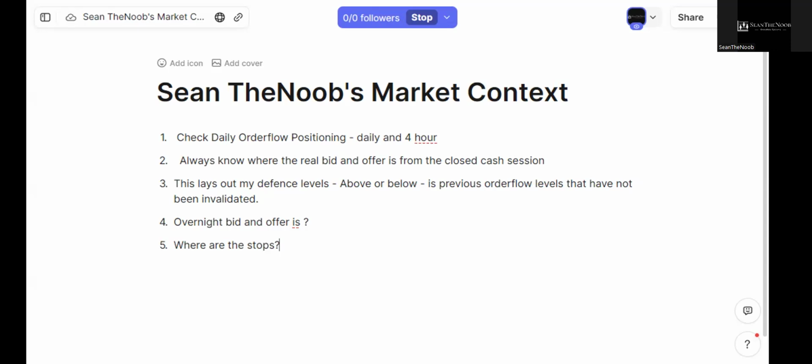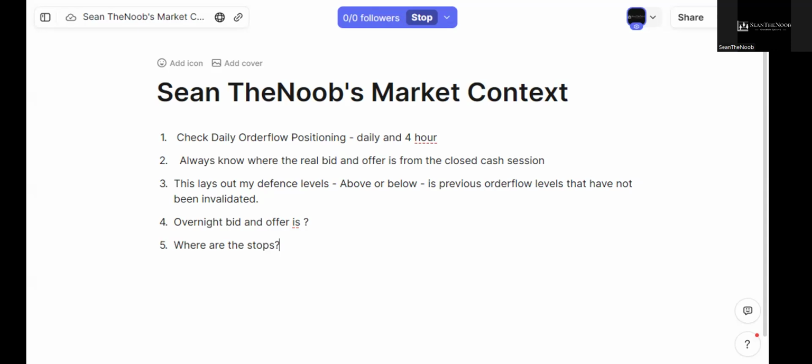But where are the stops? I want to know where the stops are, right? If I know where those stops are and we come down to it, can we clean up inventory? If we come down to those stops in the overnight session and we can't wash those stops, that's a weak selling session to start, and this market's going to go up, right?